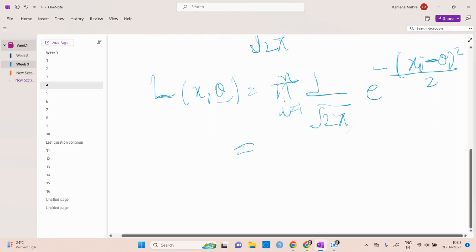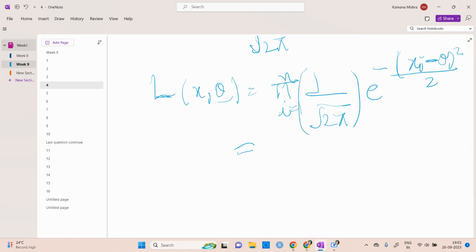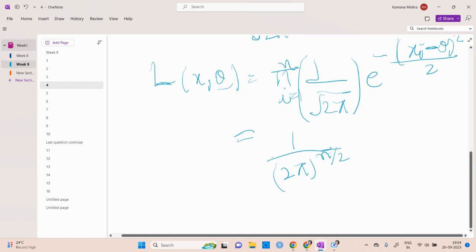Okay, so this is basically a multiplication. If you do the multiplication n times, its value will be 1 upon 2 pi to the power n upon 2. We have 1 upon 2 pi already, so we are just multiplying it n times. Now this is expectation of (xi minus theta) squared.